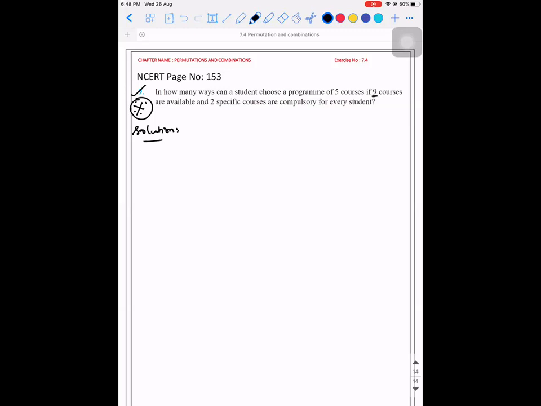Then out of the 2 courses, if the 2 courses are compulsory for everyone, that can be done in how many ways? 2 courses are there from which everybody has to choose 2C2, sir. So 2C2 is nothing but 1. That can be done only in one way because it's a compulsion. And how many courses are remaining? 7 courses are remaining, out of which you need to choose 3. Sir, that is the answer.